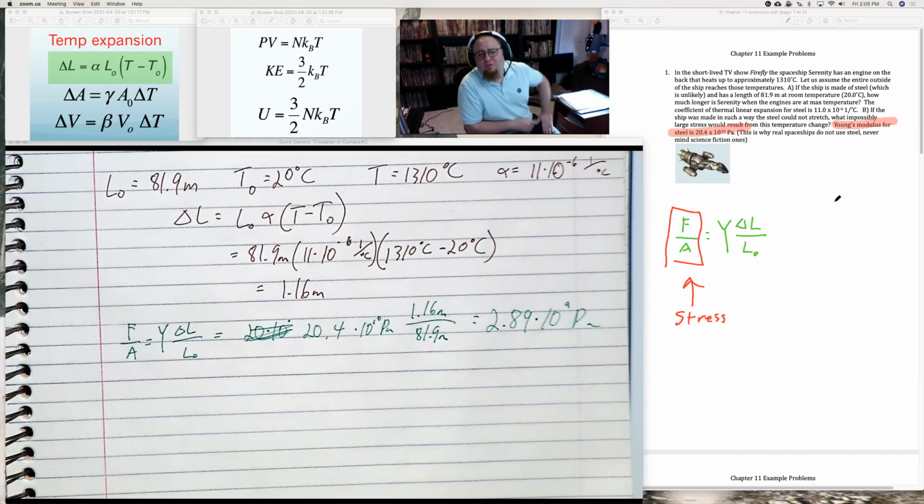Just so you know, fun fact, not really fun, but it's a fact: if you convert that to atmospheres, where one atmosphere is air pressure, you get 28,500 atmospheres. That is 28,500 times the air pressure. That's like deeper than the deepest parts of the ocean type pressures.